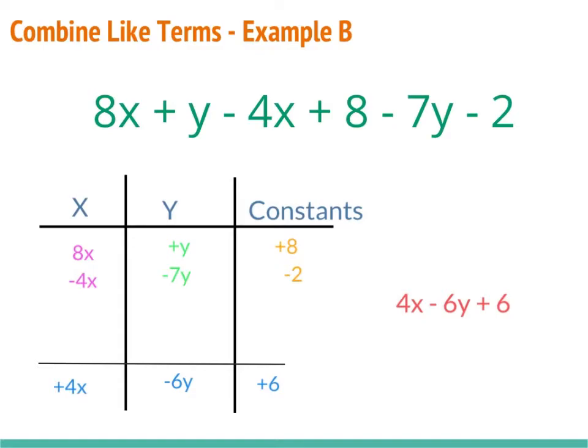Now, does it matter what order I write them in? It does. I'm going to be writing them in alphabetical order. This is called standard form. You're going to need to know it for this year as well as years going forward. So x comes before y in the alphabet, so x gets to go first here. So 4x minus 6y plus 6.